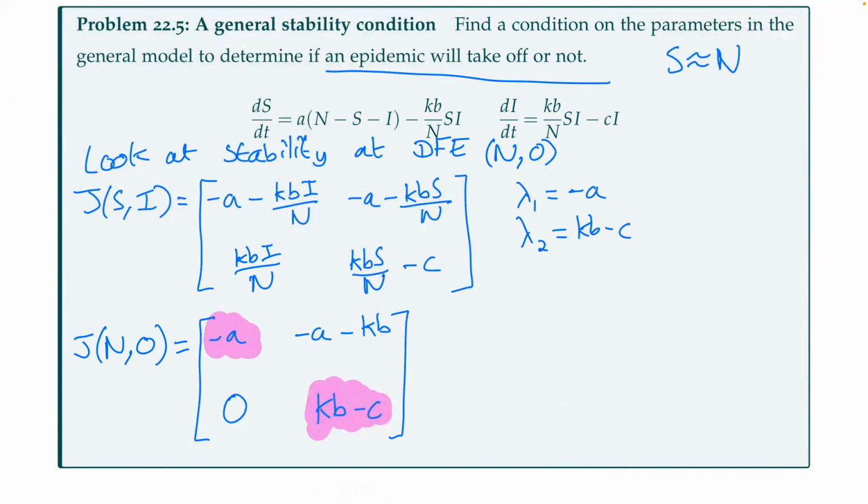Now, for this to be unstable, we need to have either lambda 1 greater than 0 or lambda 2 greater than 0. Lambda 1 is always going to be less than 0 because a is a positive parameter, and we've got minus a there. So we need lambda 2, kb minus c, to be greater than 0. So when does that happen? Well, we just have a simple inequality here. We have lambda 2 greater than 0 when kb minus c is greater than 0. So kb has to be greater than c.